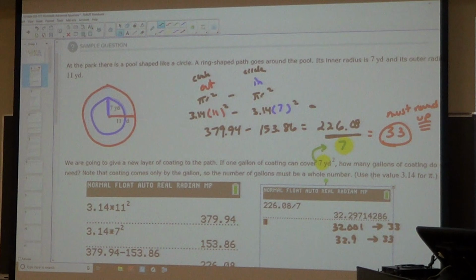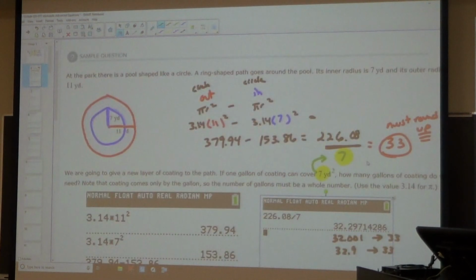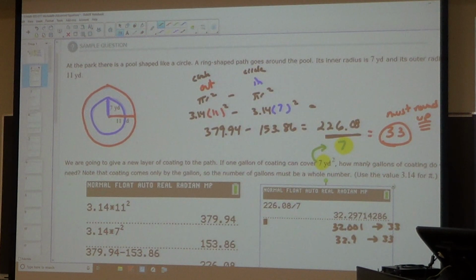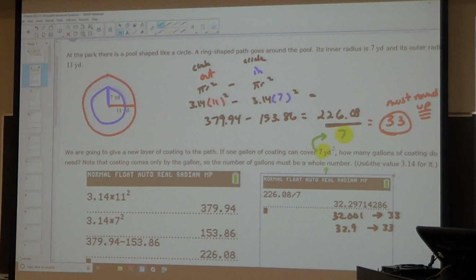Are we good with that one? And these are all module 3s. Outside circle minus inside circle, divide by the paragraph number, and then round up.